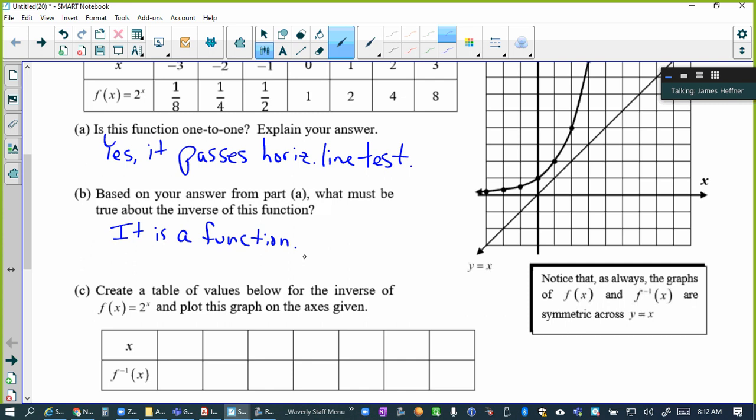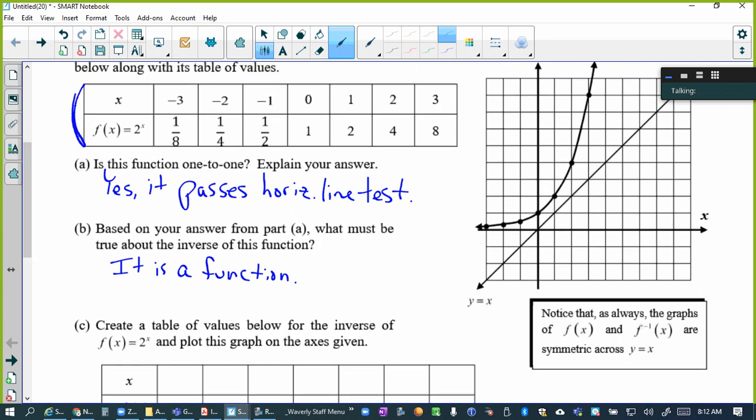So now in part C, they want us to create a table of values for the inverse. The way they set it up is pretty easy, right? The inverse is we just switch the inputs and outputs. If you look up top here, that's our original function, with inputs x and outputs y, or f of x. They're interchangeable. Normally we'd switch x and y and solve for y, but they gave us a table of values, and all we have to do is switch the inputs and outputs. So let's go ahead and do that.